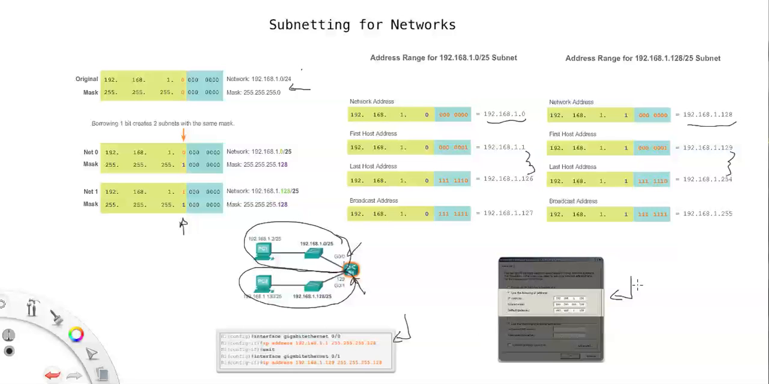So let's get into a better example here of subnetting for networks.